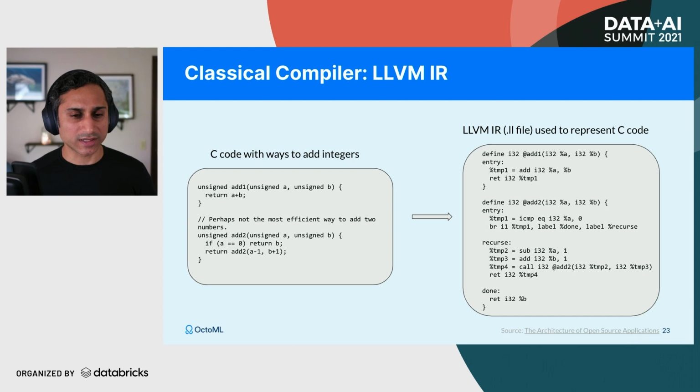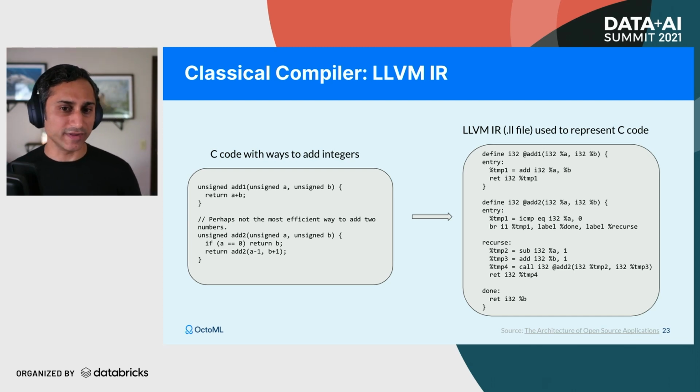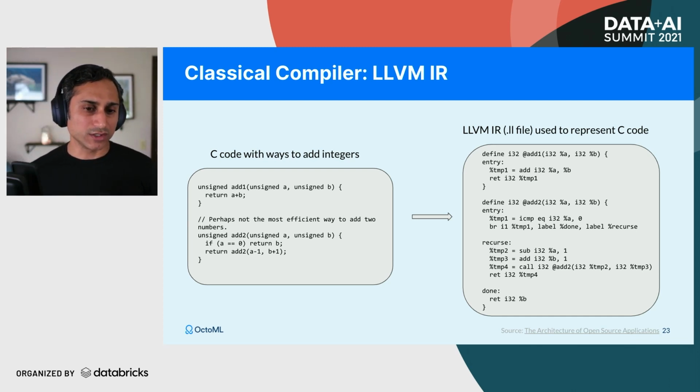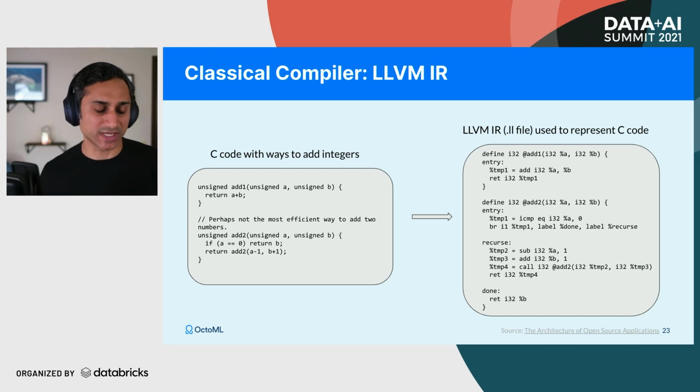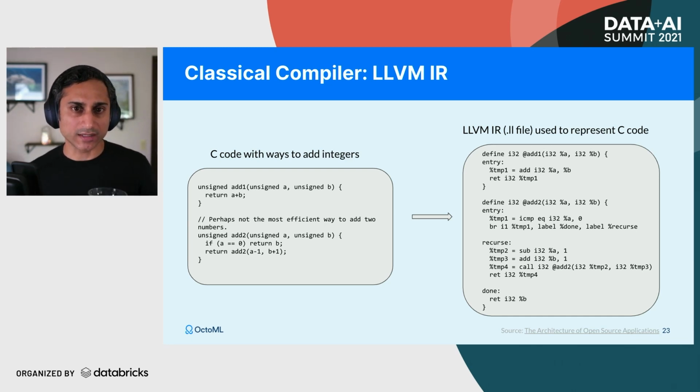Going back to the classical compiler like LLVM, as a programmer, you would write code in C on the left, and LLVM first converts that into LLVM IR to represent that C code. And this is perhaps the most important aspect of a traditional LLVM-like compiler, to drop the user code down to the intermediate representation format.